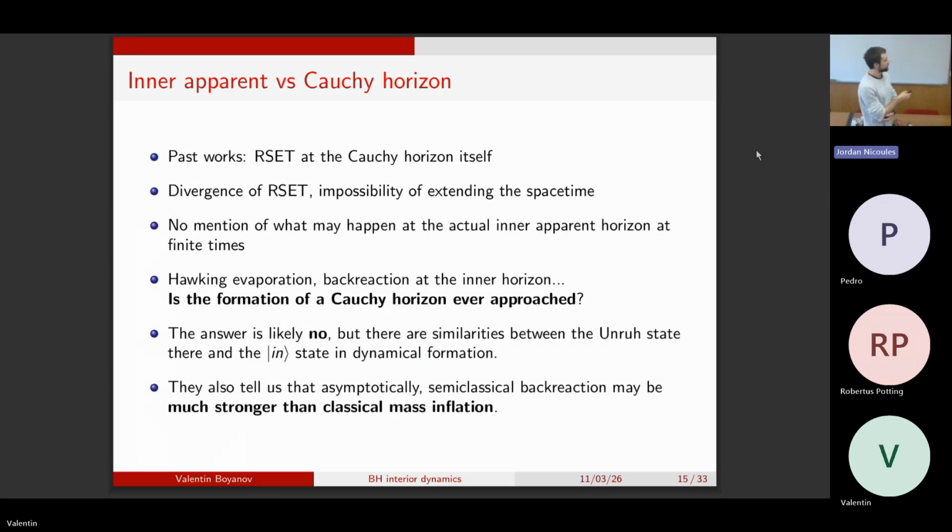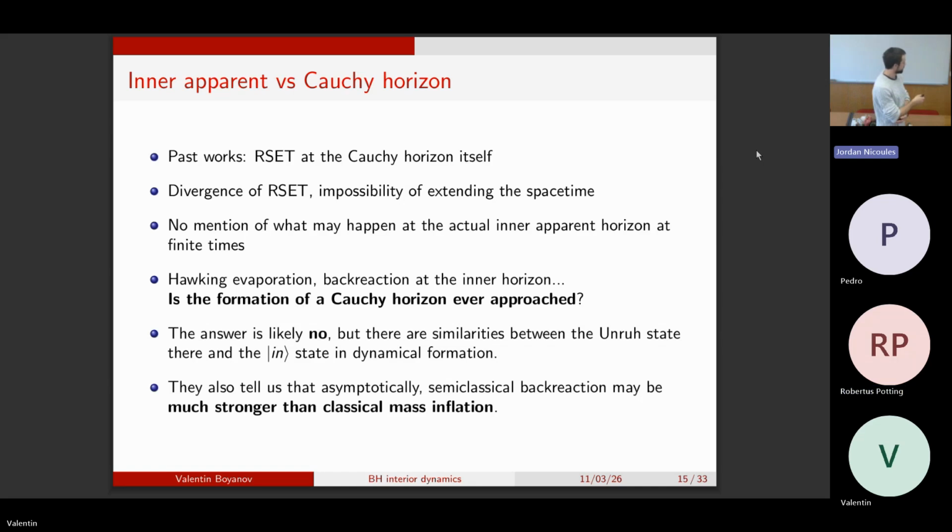And what they find is that the renormalized stress energy tensor diverges there, and that can be related to the blue shift instability, which also leads to mass inflation. The way it affects the modes of the quantum field that live upon the spacetime makes it so that you end up with divergence in the renormalized stress energy tensor.